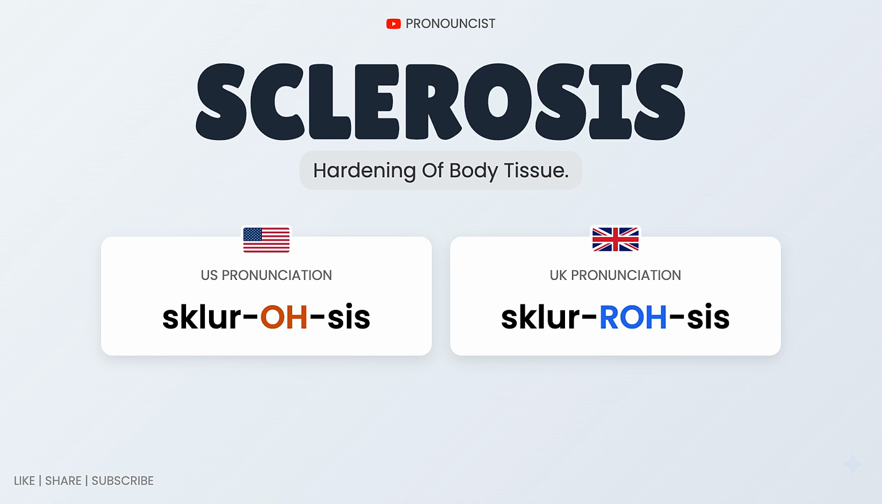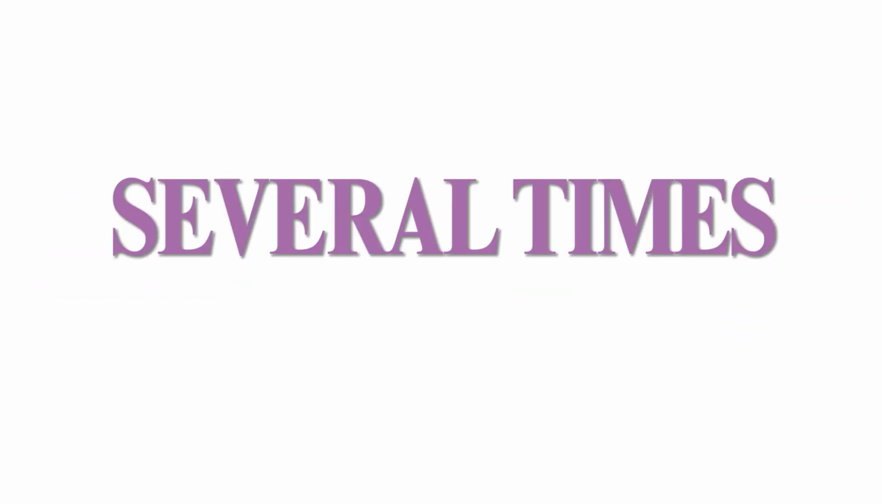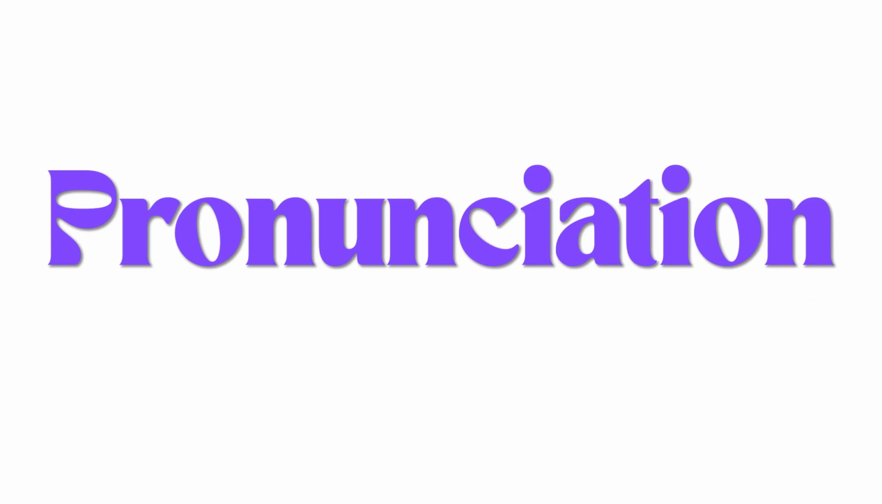The best way to practice is to repeat the syllable multiple times. The meaning of the word is hardening of body tissue. Try repeating this word several times to improve your pronunciation.